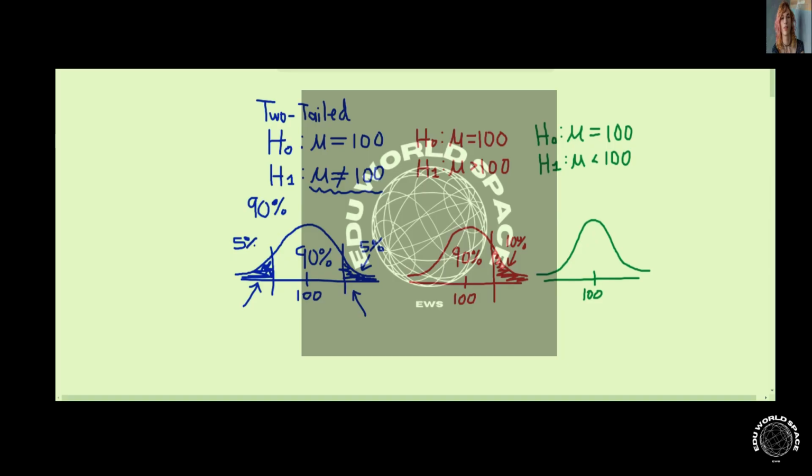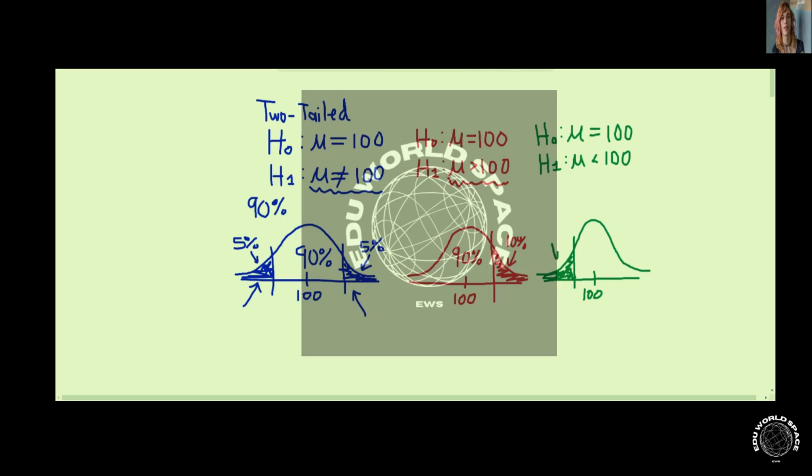So anything that lies in the shaded red region would be enough for us to conclude that mu is greater than 100. Finally, for the green one, we would want mu to be less than 100. And so we would want something in this shaded region.